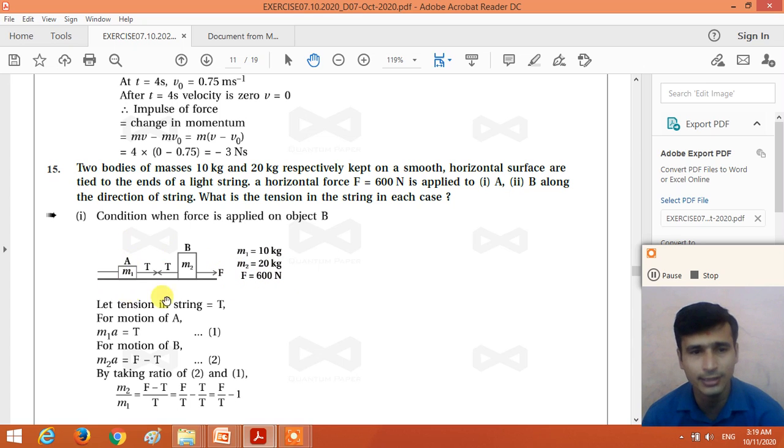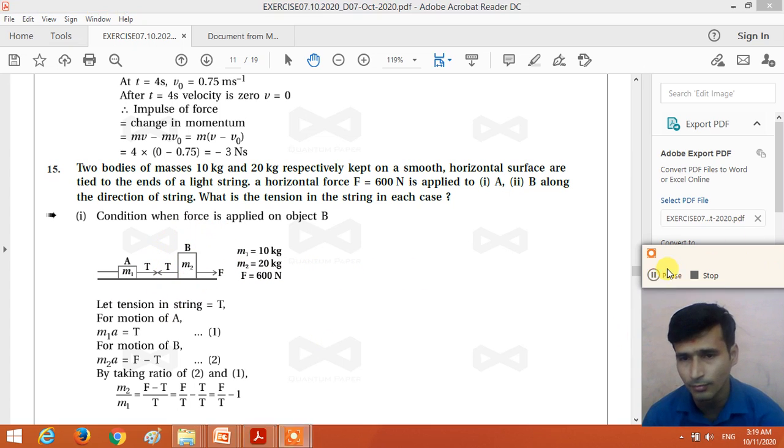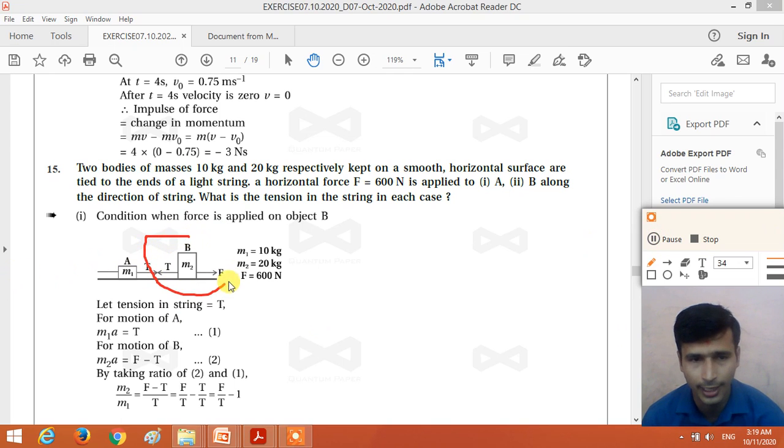So consider the free body diagram. What type of force is acting on the object? Here the external force F of 600 Newton is acting on the object B in this direction, right? And the tension force is produced in the string. So if we consider the free body diagram of the block M2, the block is moving in this direction, so the acceleration produced on the block M2 is in the direction of the force F.